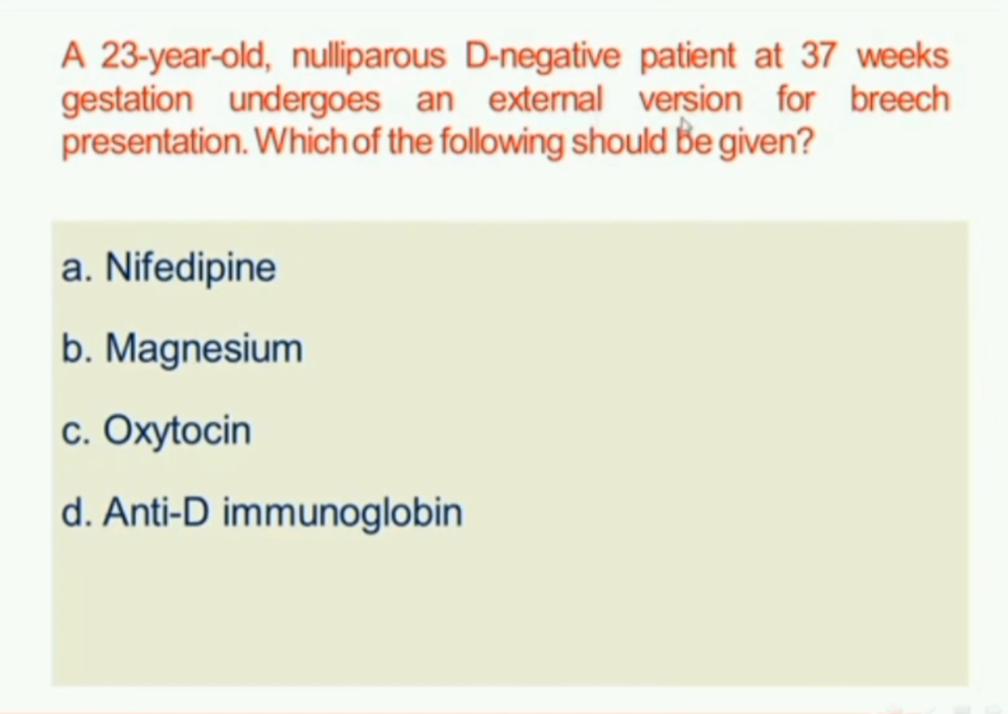Because there is a risk of antigen antibody exposure in this case, and ultimately this can be fatal in the next ongoing pregnancy. So we have to administer anti-D immunoglobulin. Thank you.